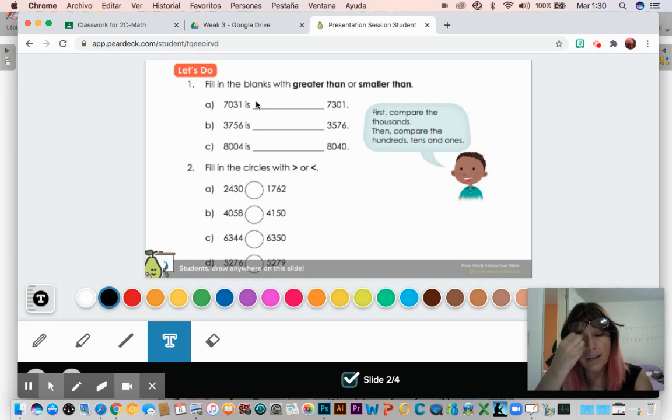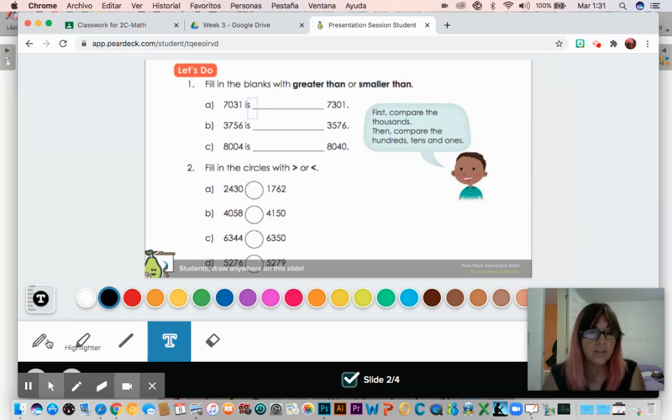Actually, yes, I prefer in the first ABC to use the T for text, okay? Click the T for text, then you click here and you have to write greater than or smaller than. So let's look at this number. 7,031 is greater or smaller than 7,300.